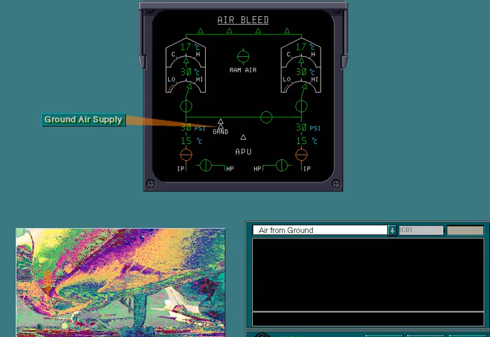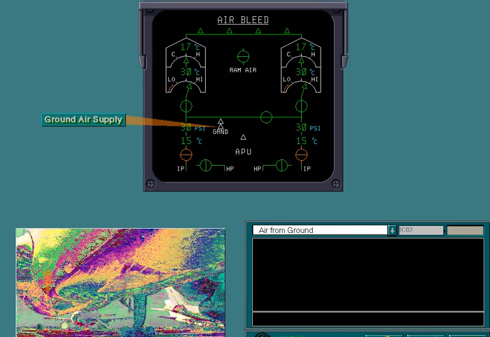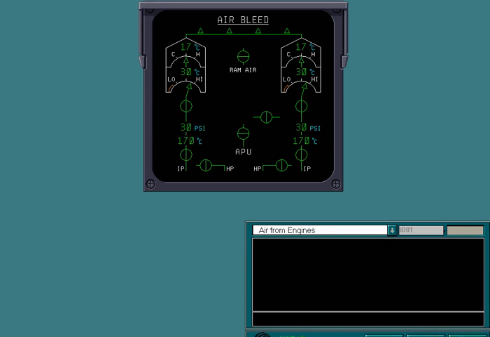The air supply system from the ground is designed to supply all the systems that the APU can supply. The air is supplied through two HP connectors located in the right-hand air conditioning pack cooling inlet. The symbol on the ECAM is shown while the aircraft is on the ground, even if no external pneumatic supply is connected. As soon as an engine has been started, this engine can supply the whole pneumatic system, which was previously supplied by the APU.